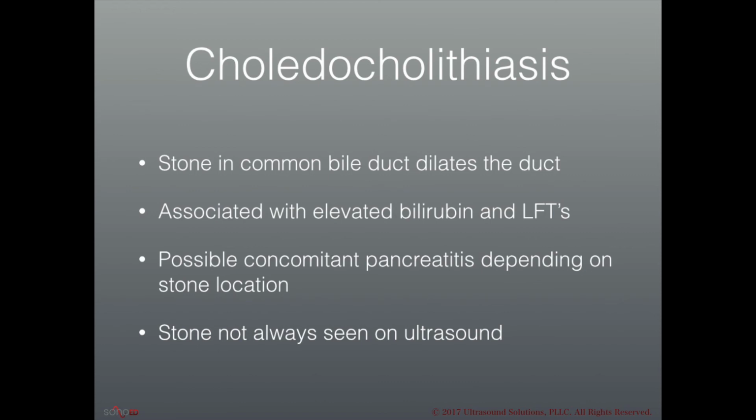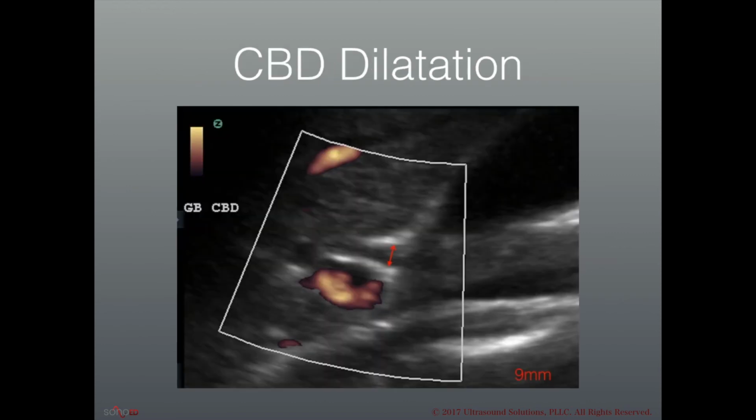to that stone. Here's an example of the common bile duct in long axis, just superficial to the portal vein. We've used power Doppler in this image to confirm flow in the portal vein and absence of flow in the common bile duct. Then we've measured it, and this is a little large at 9 millimeters.